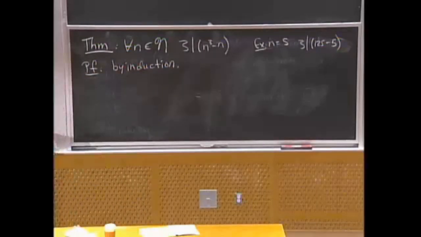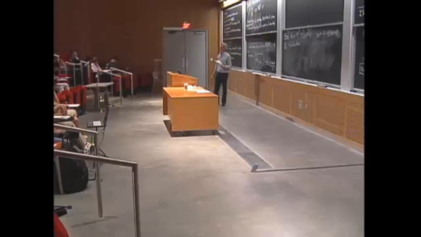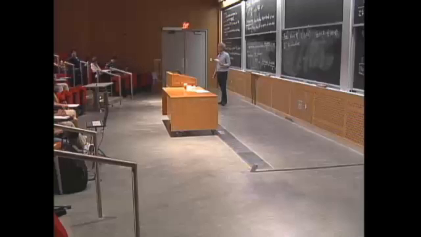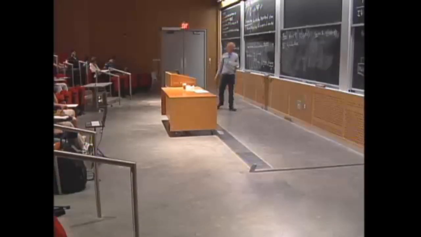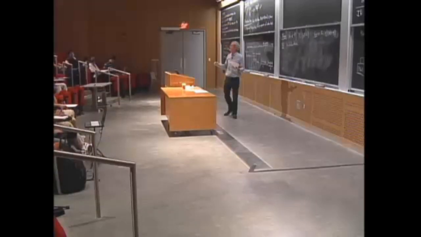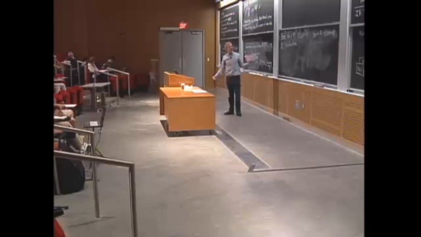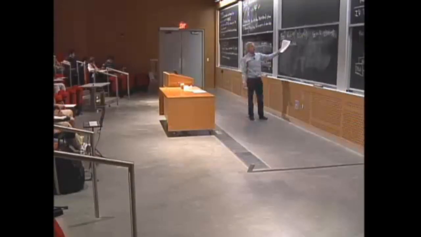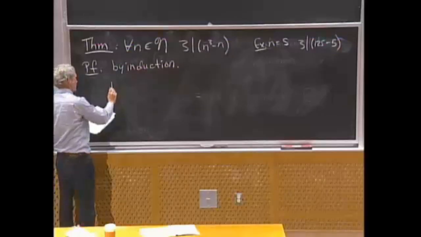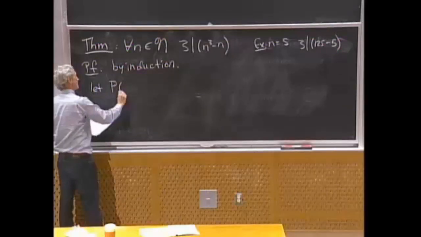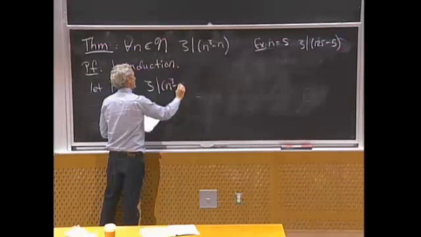What do you suppose Pn is going to be? What's my predicate or my inductive hypothesis here? Any thoughts? Yeah? Yeah, that's you. Go ahead. Yeah. First thing you always want to try is you assume that as your induction hypothesis. So we say let Pn be 3 divides n cubed minus n.